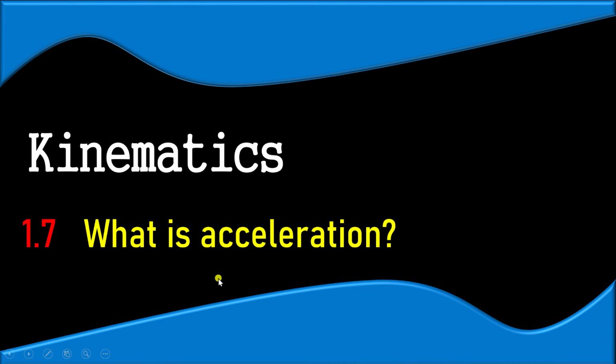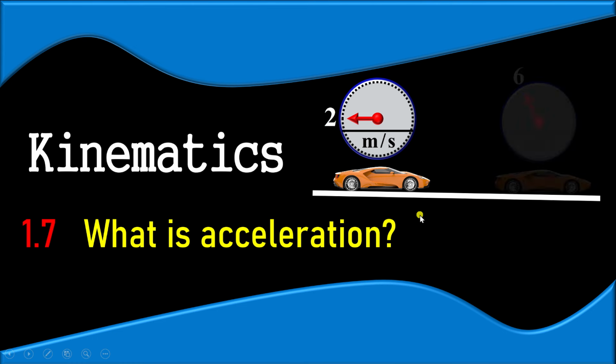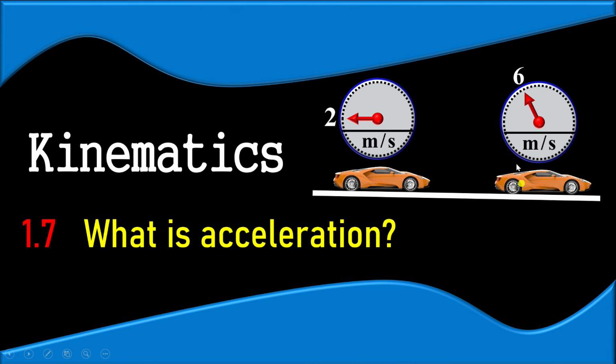Hey everyone, this video is about acceleration, a very challenging quantity in kinematics. Let me start with this introduction. Look at this car. Suppose that I read 2 meters per second on its speedometer. And then later, if I check the speedometer, it may change. You can see 6 meters per second, for example. So I can say the motion has acceleration.